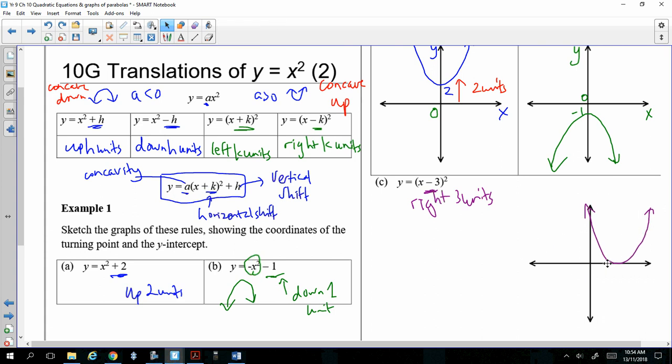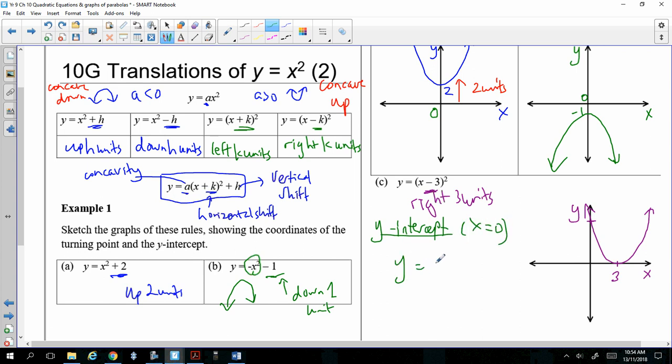Okay, 3. Now, it also crosses the y-axis, right? So what's the y-intercept? How do you find the y-intercept? Where x is 0. Very good. x is 0, so you get 0 minus 3 squared. What do you get? 9. What's that 9?